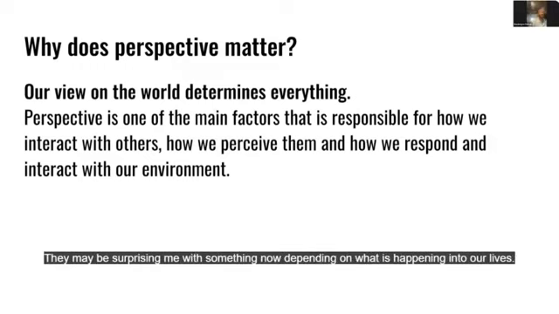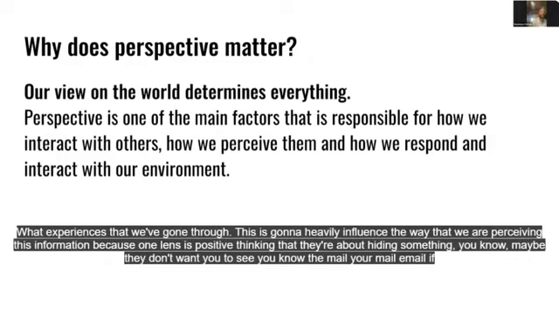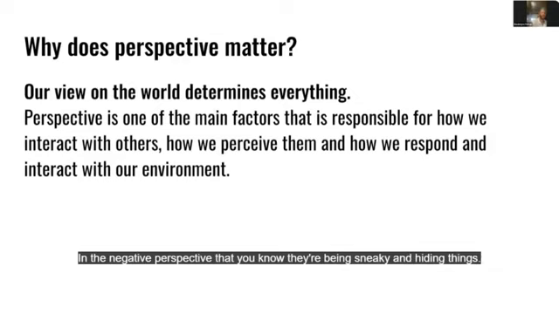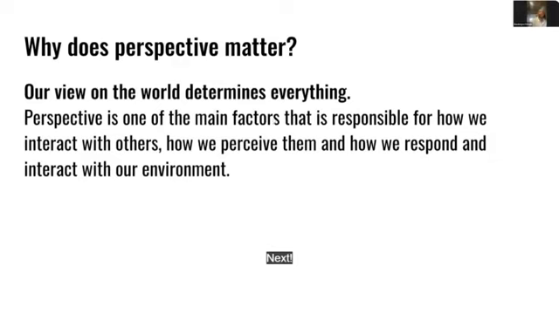Now, depending on what has happened in our lives, what experiences we've gone through, this is going to heavily influence the way that we are perceiving this information. One lens is positive, thinking that they're hiding something, maybe they don't want you to see the mail, your email, if there's going to be a delivery confirmation or whatever receipt for the gift that they bought. Or it's the other way, the negative perspective, that they're being sneaky and hiding things. Next.